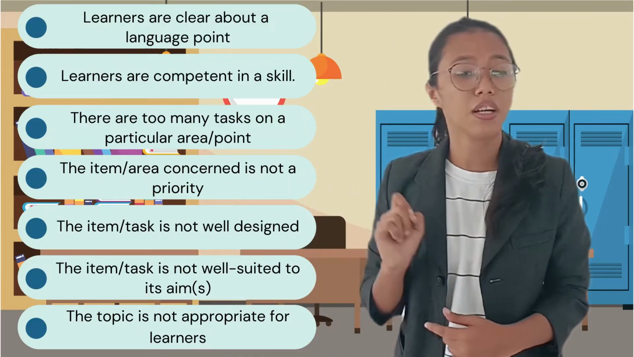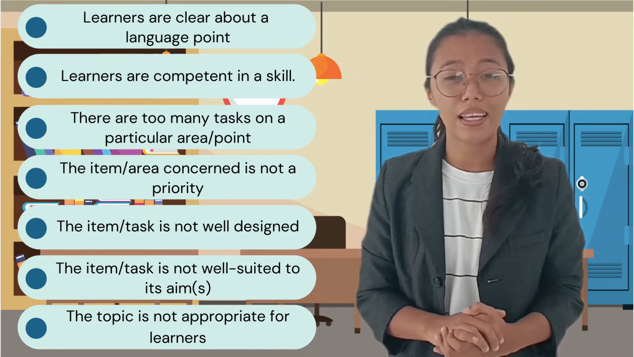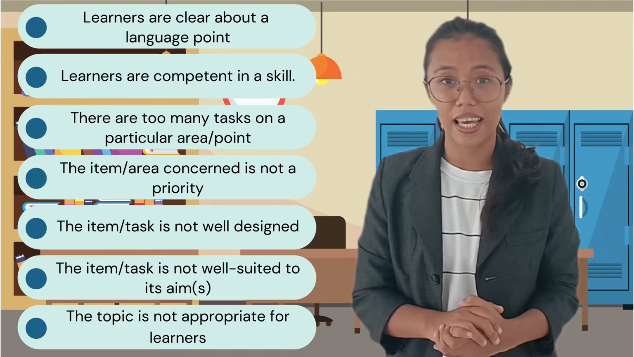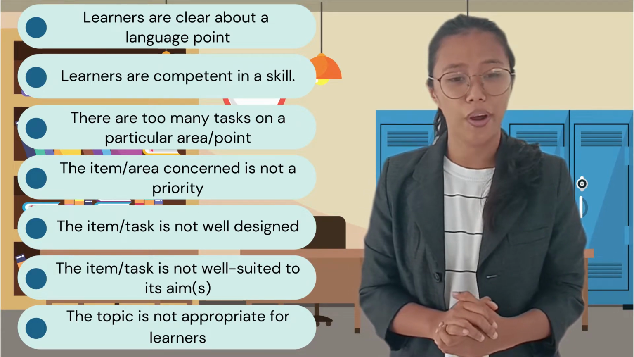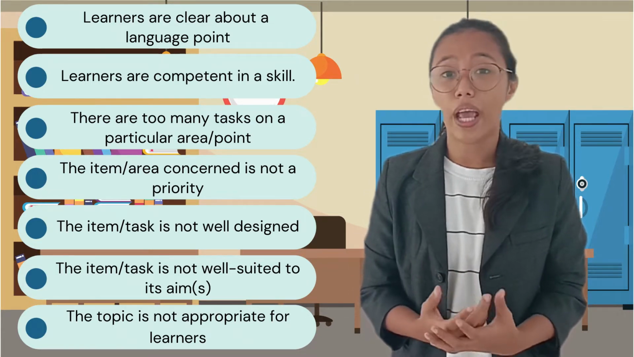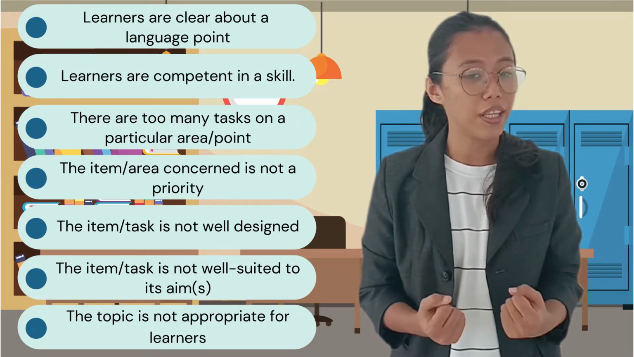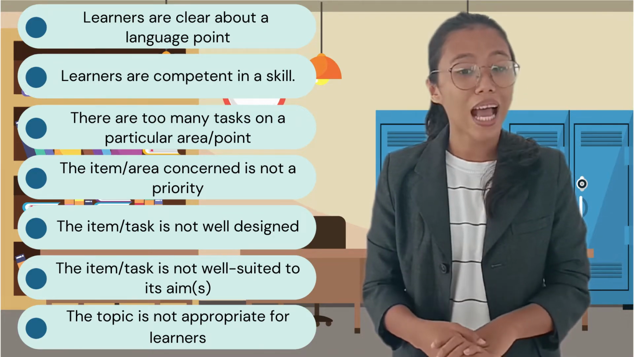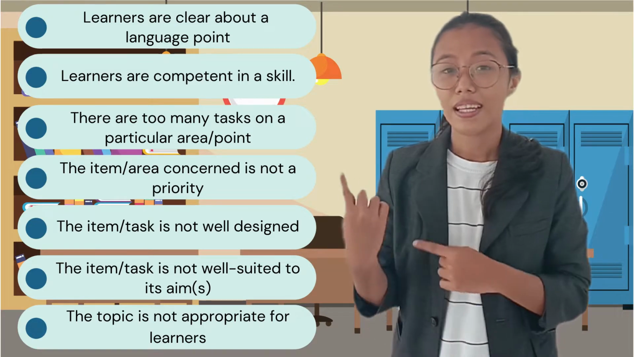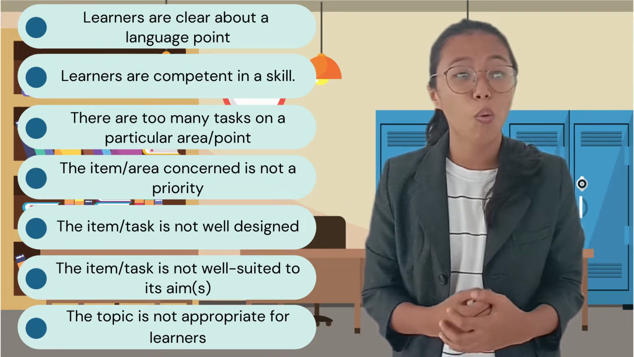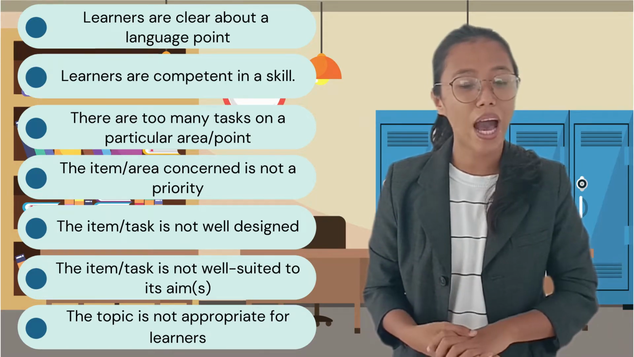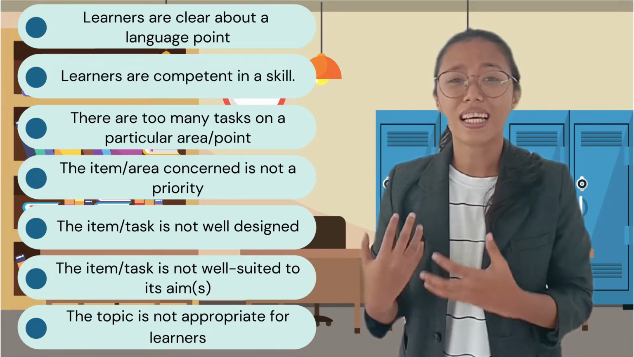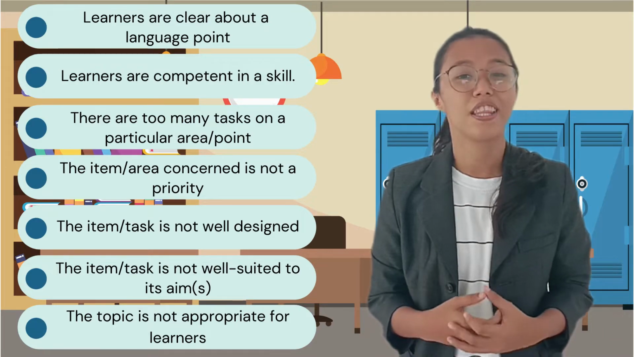First, learners are clear about a language point. Second, learners are competent in a skill. Next, there are too many tasks on a particular area or point. Next, the item or area concerned is not a priority. Then, the item or task is not well designed. Next, the item or task is not well suited to its aims. And last but not the least, the task is not appropriate for the learners.